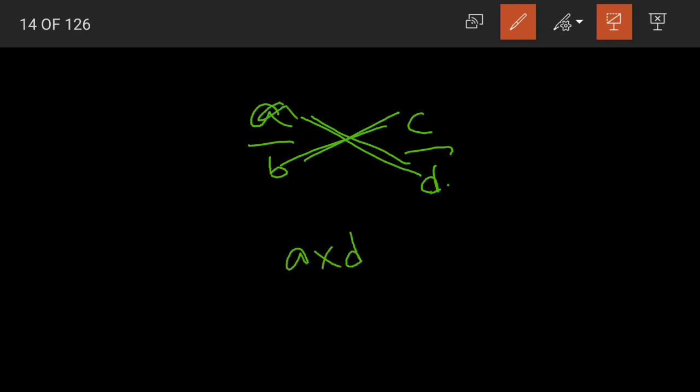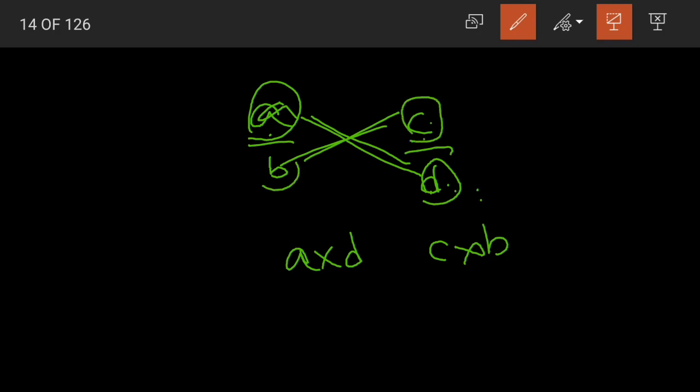A by b, c by d. Cross multiplication method, children. Draw lines like this. Now a is connected with d, so multiply a with d. Now c is connected with b, so multiply c with b. Understood? What are we doing here? The numerator of one fraction multiplied by the denominator of the other fraction. Here also, the numerator of one fraction multiplied by the denominator of the other fraction. This is called our cross multiplication method.